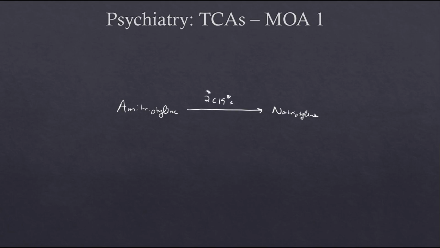The reason I'm putting these two on the slide is because amitriptyline is actually metabolized by 2C19 into nortriptyline, and both of these drugs have antidepressive effects. Let's see what the other metabolism of these drugs are.